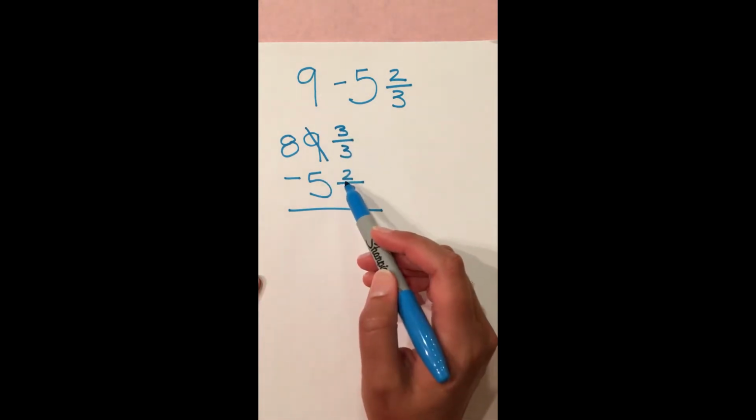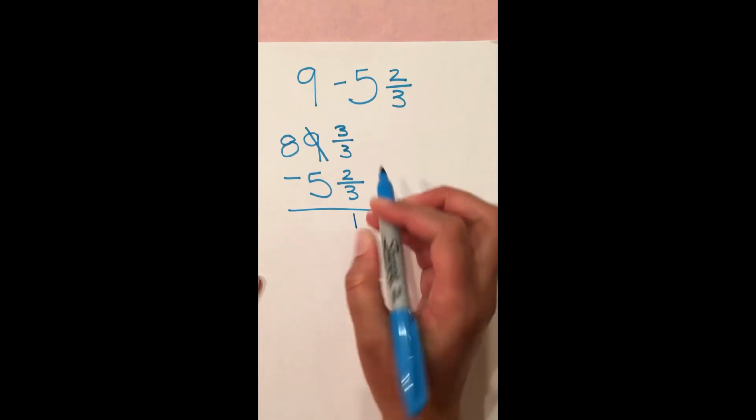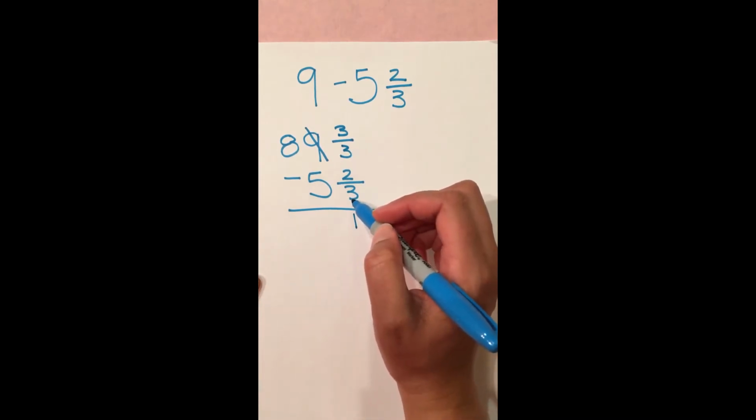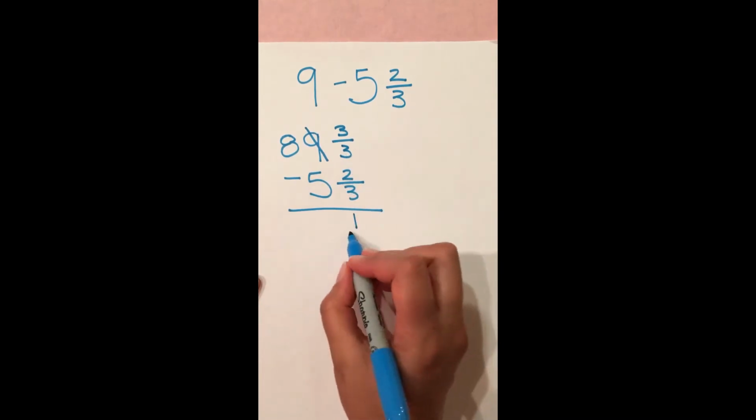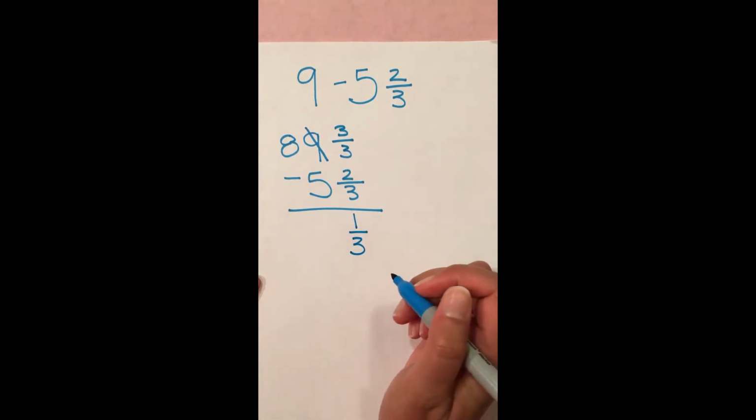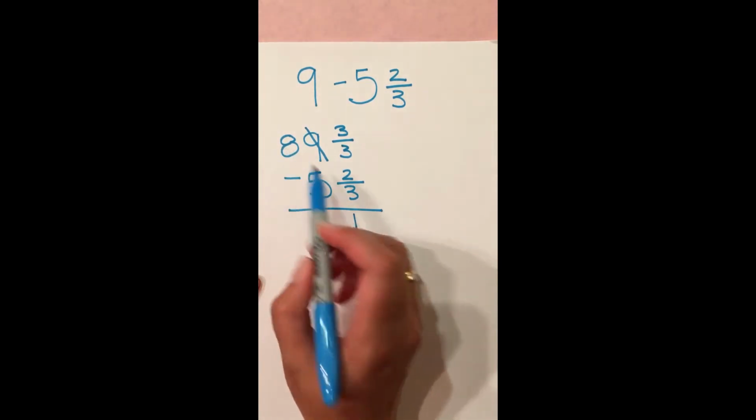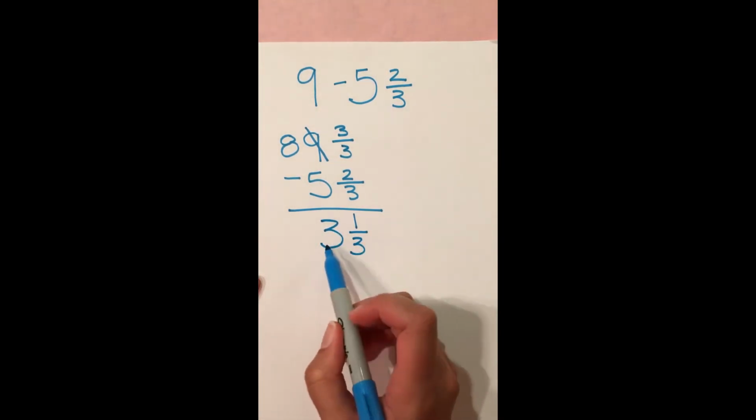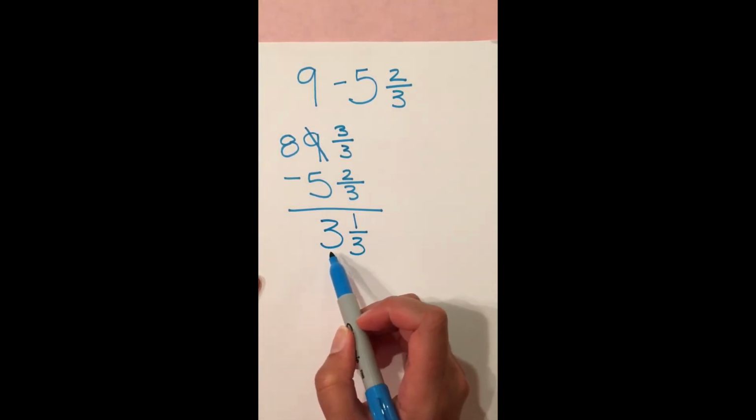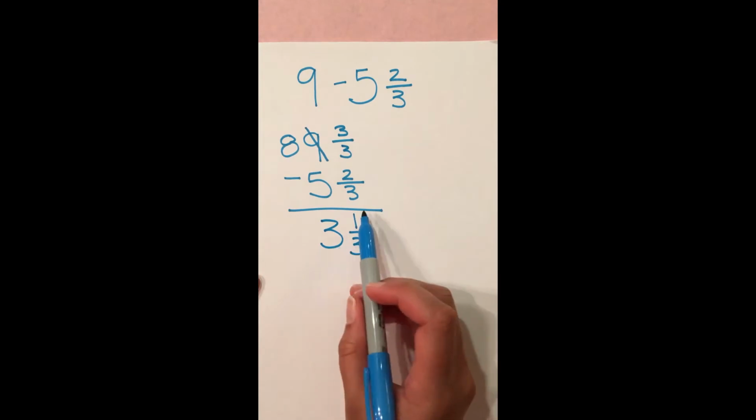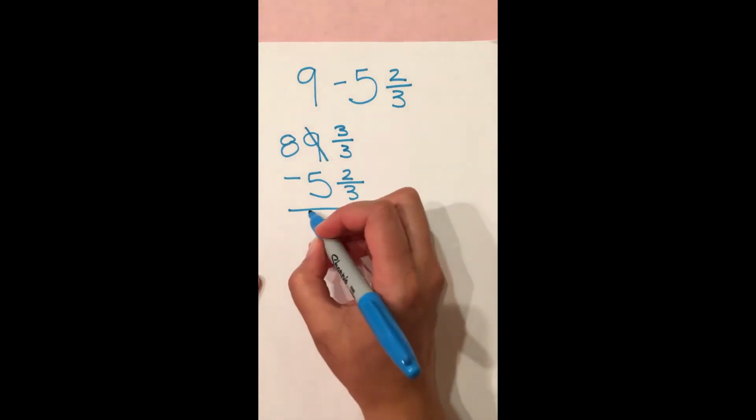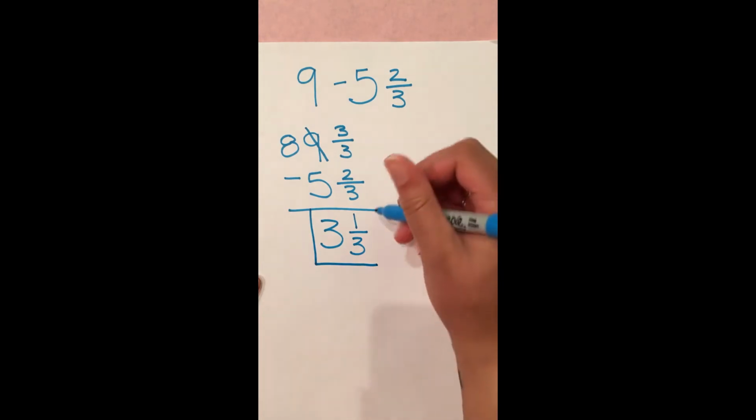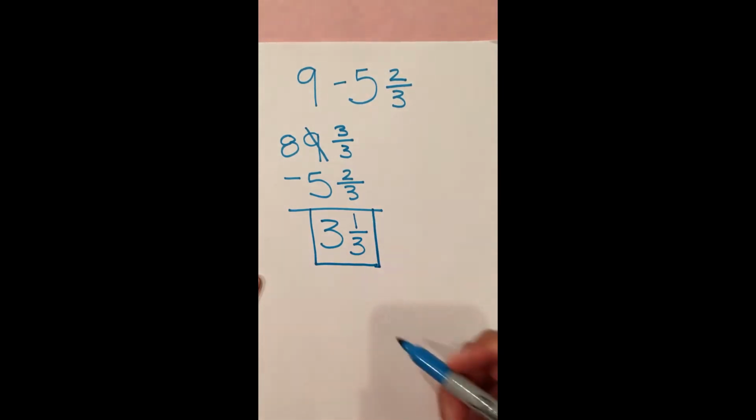So we go 3 minus 2 is 1. 3 minus 3? No, we don't do that. We just bring down the denominator, and then we go 8 minus 5, which equals 3. So I stop and I observe this because this is my final answer, and I notice that this is a unit fraction, which means it's in its simplest form. So this problem equals 3 1/3.